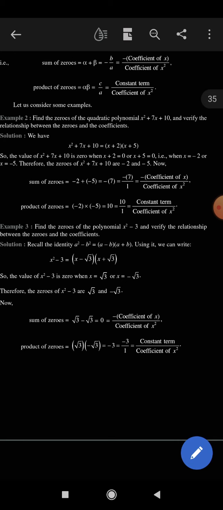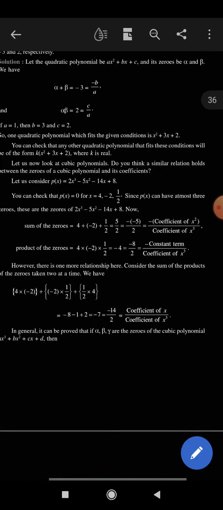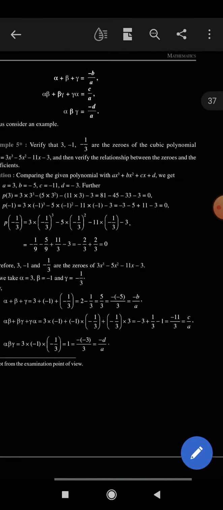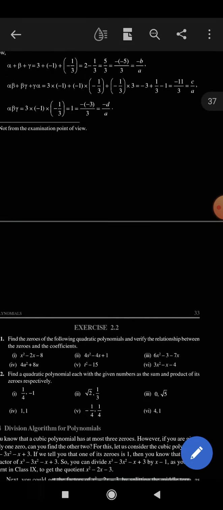Zeros of polynomial: sum of zeros, alpha plus beta, is equal to minus b upon a, which is equal to minus coefficient of x upon coefficient of x square. Also the product of zeros, alpha into beta, is equal to c upon a, which is equal to constant term upon coefficient of x square. Let us consider some examples. Please guys, you must read the examples.